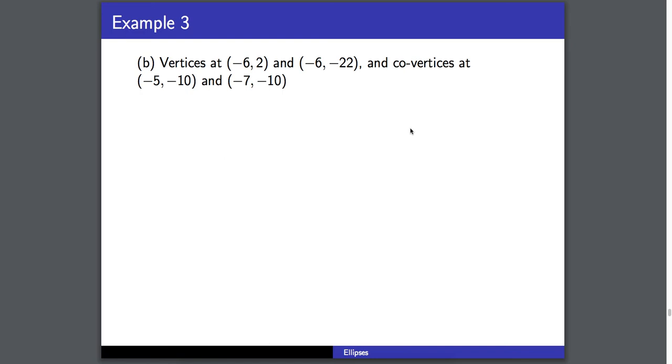All right, part B: we have vertices at (-6, 2) and (-6, -22), and covertices at (-5, -10) and (-7, -10).